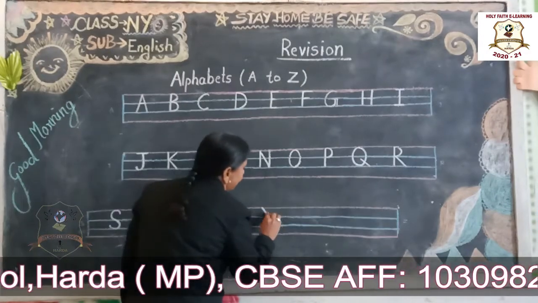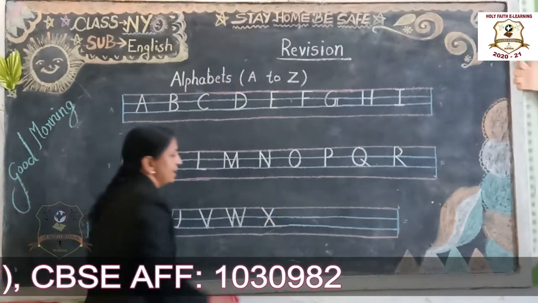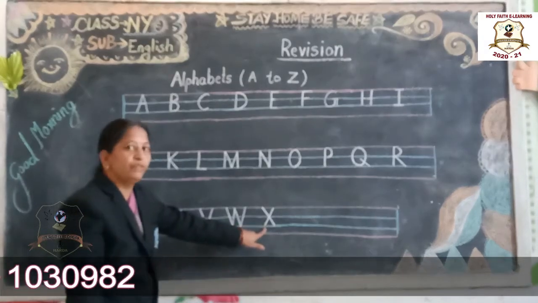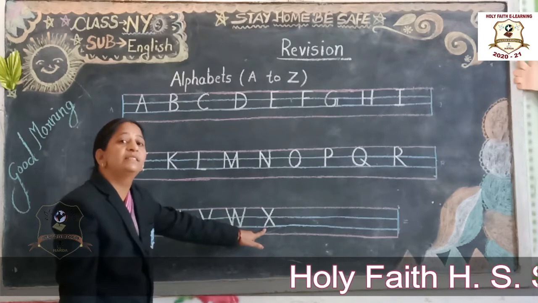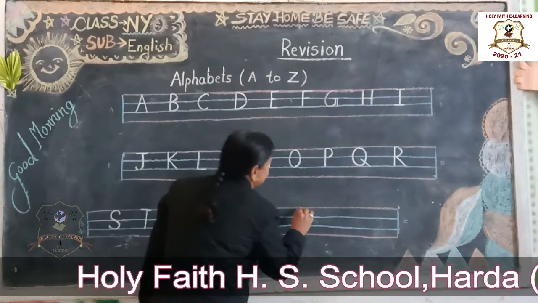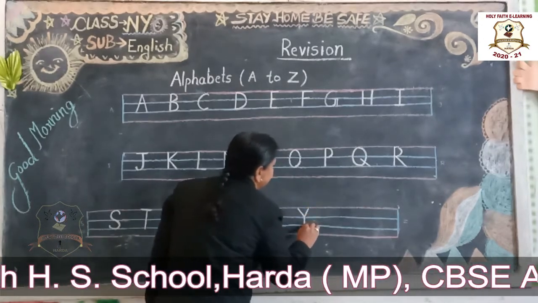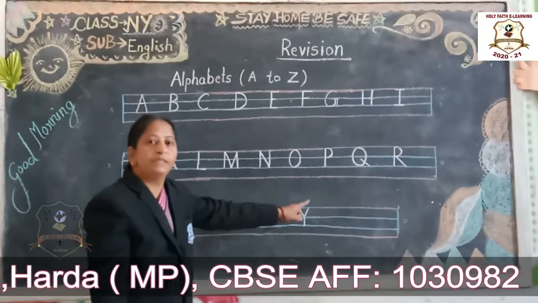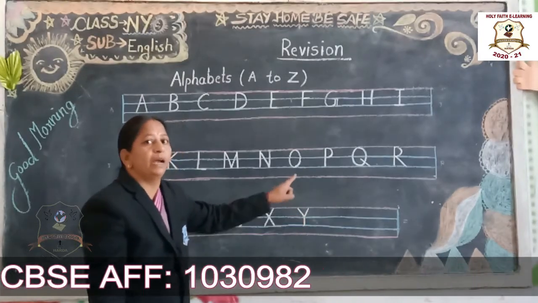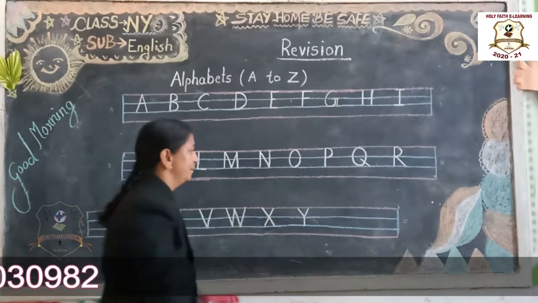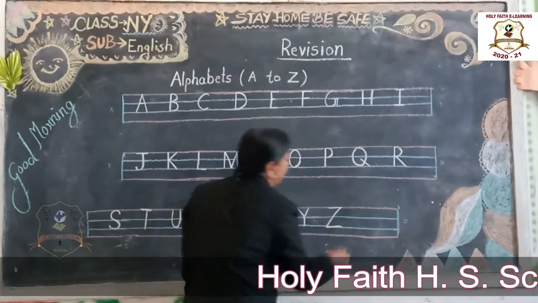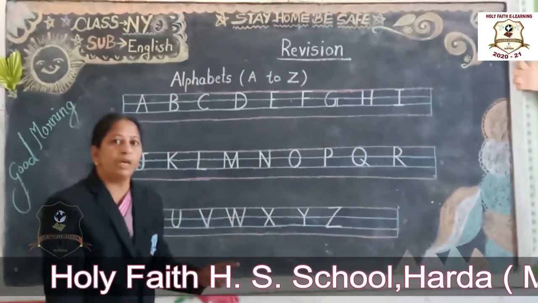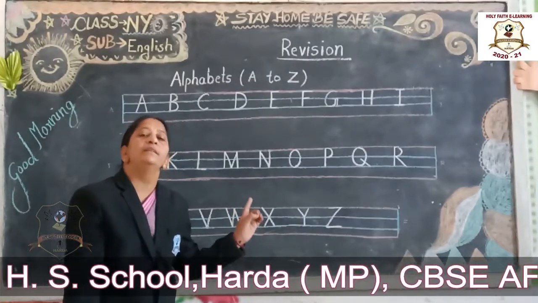Now next X. This is letter X. Which letter is this? X. And sound of X is S. Now next Y. This is letter Y. Which letter is this? Y. And sound of Y is Y. Then this Z. This is letter Z. Okay. And sound of Z is Z.